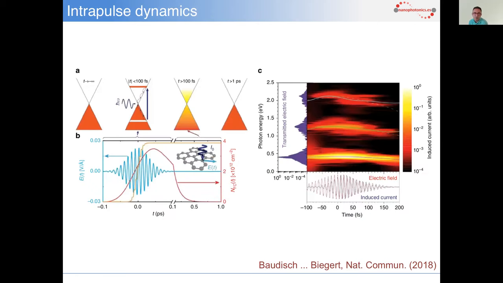So out of these studies, we applied this theory to an experiment run in Jens Biegert's group in my institute at ICFO. What he was doing was sending very short pulses and looking at the intra-pulse dynamics of the response of the graphene. So what happens during the lifetime of this optical pulse? First of all, you have this absorption of electrons. Eventually they thermalize, and eventually they relax to how it was at the beginning.